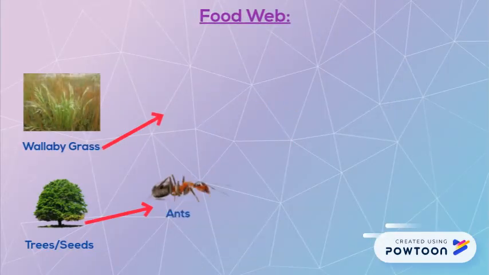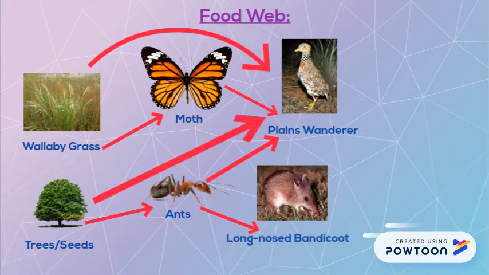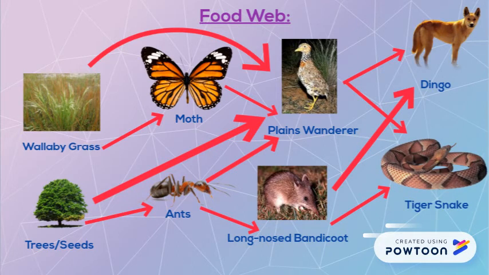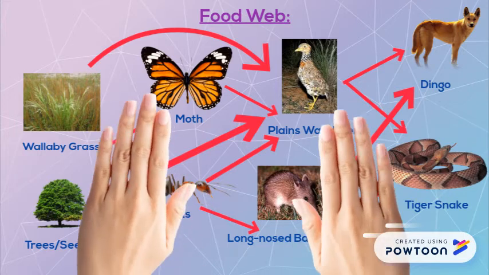The food web consists of the wallaby grass eaten by the moth and tree seeds which are eaten by ants. All four of these are then eaten by the plains wanderer, with just the ants eaten by the bandicoot, leaving the bandicoot and wanderer to be eaten by both the dingo and tiger snake.